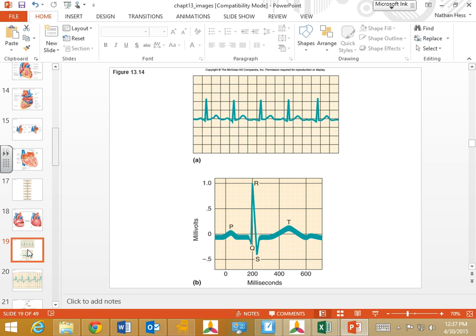Have you seen something like this before? Yeah. If you watch any television stuff? Yeah. An EKG or an ECG, depending on what country you're from. Where's the ECG?